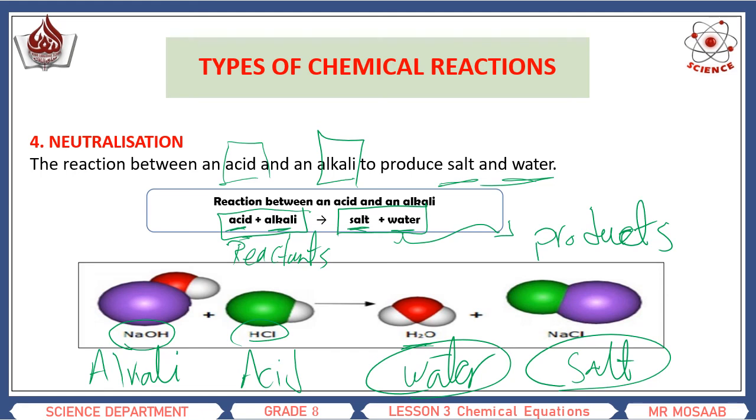So now those are the four types of different chemical reaction. First, oxidation, combustion, thermal decomposition, and neutralization. Four different types of chemical reaction. You have to know and memorize the definitions of each and also examples for each reaction.